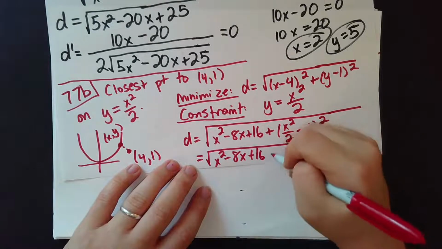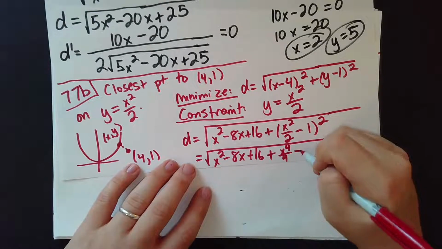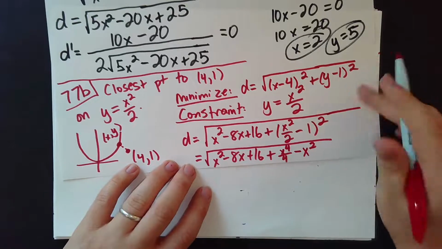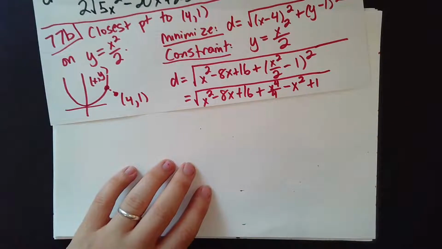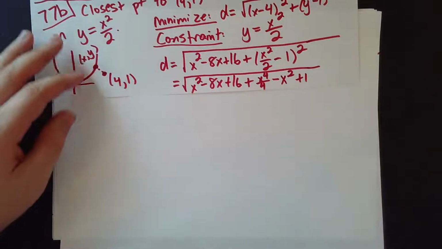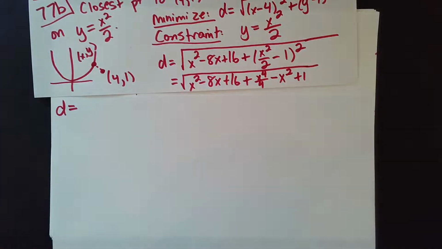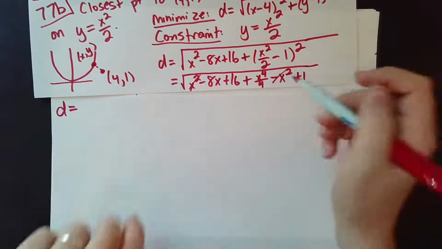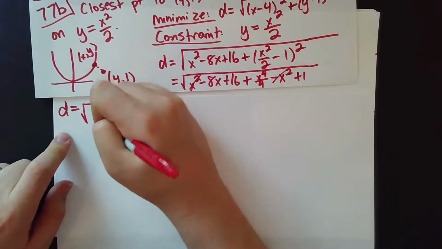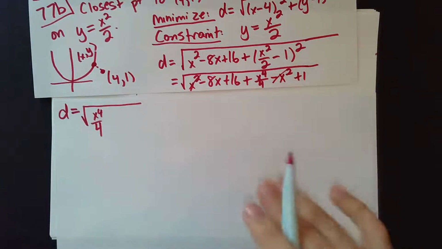Okay, so we'll do a bit of algebra. So this will be x to the 4th over 4 minus x squared plus 1. And so that is going to give me that the distance is equal to, so the x squareds cancel, so I will have the square root of x to the 4th over 4 minus 8x plus 17.